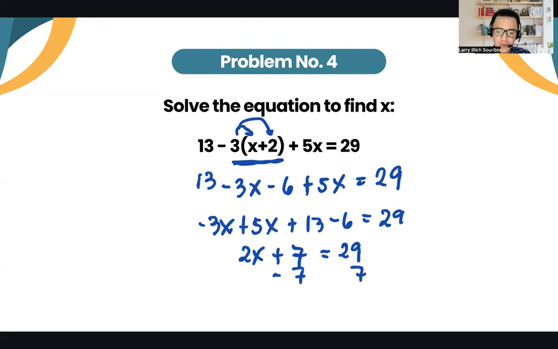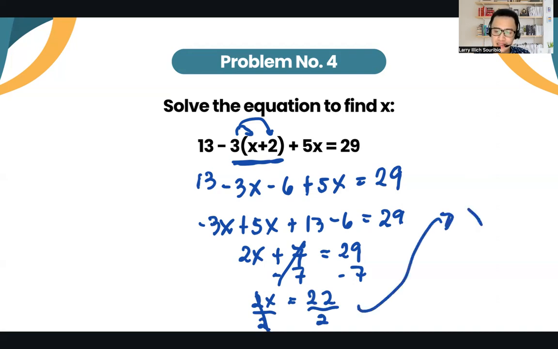So whatever we do on the left, we should always do on the right as well. So 7 is canceled out. We have 2x is equal to 29 minus 7, we have 22. And then we divide each side by 2. We have x is equal to 11. Okay?